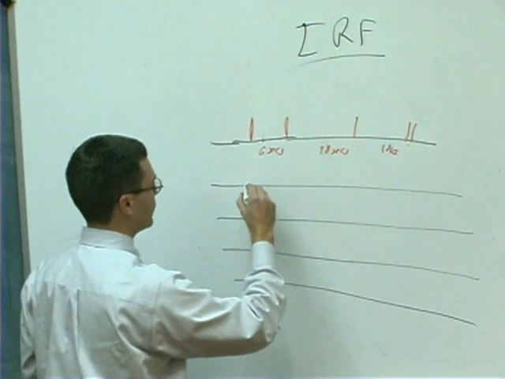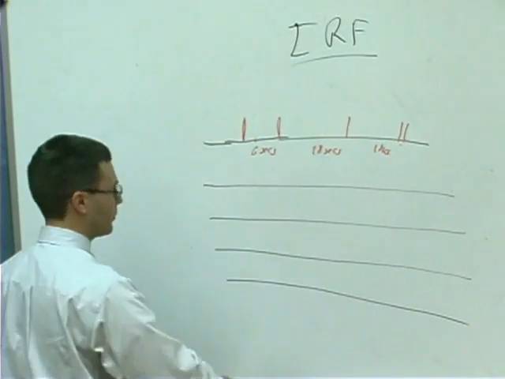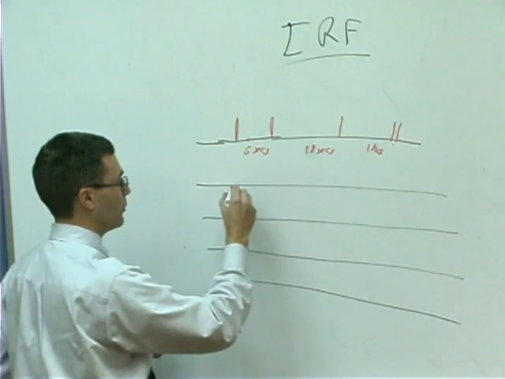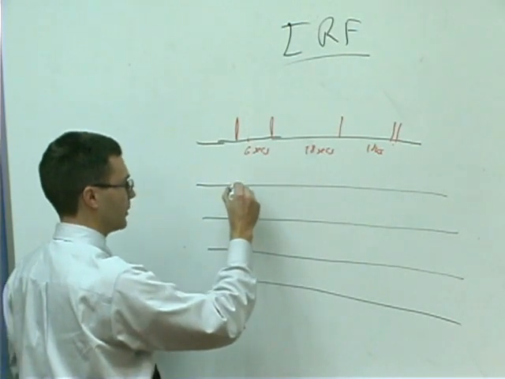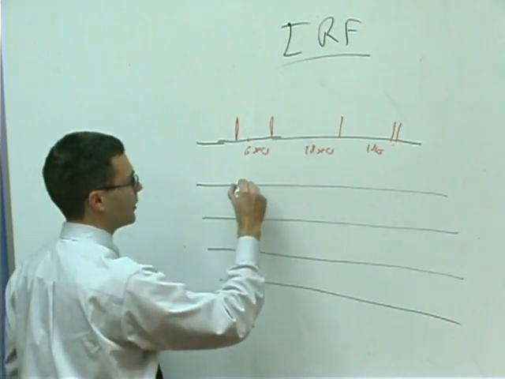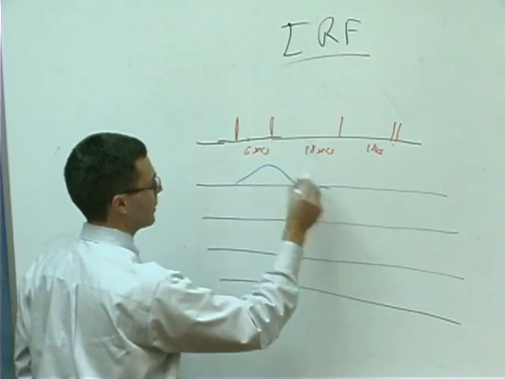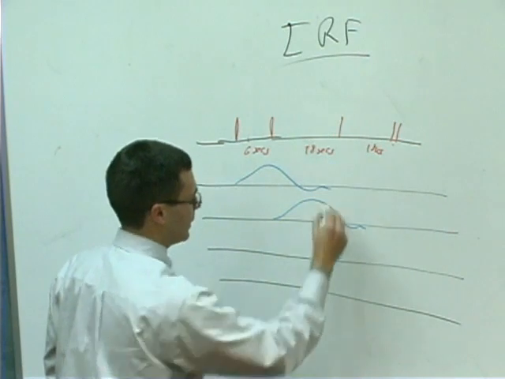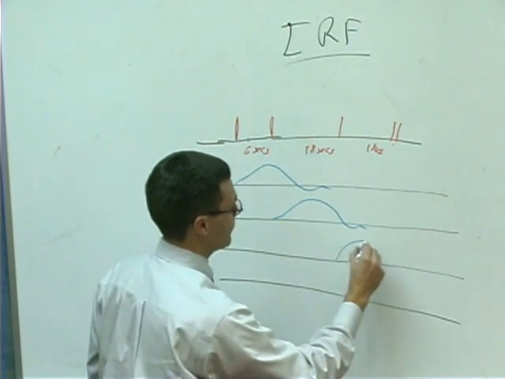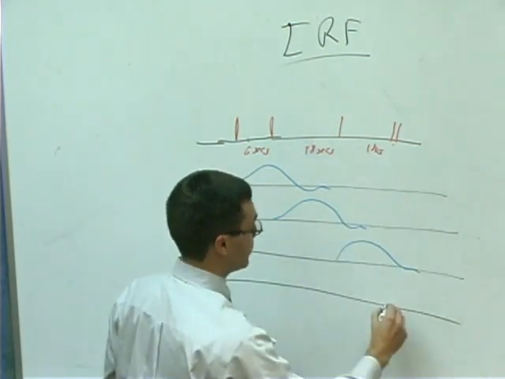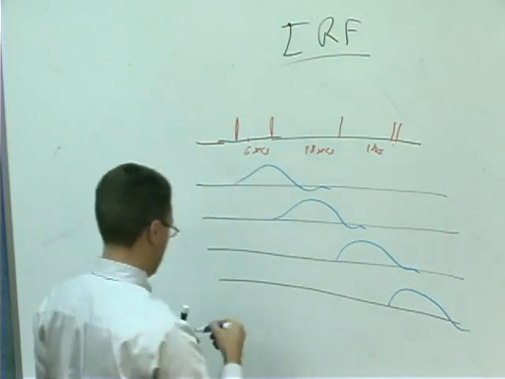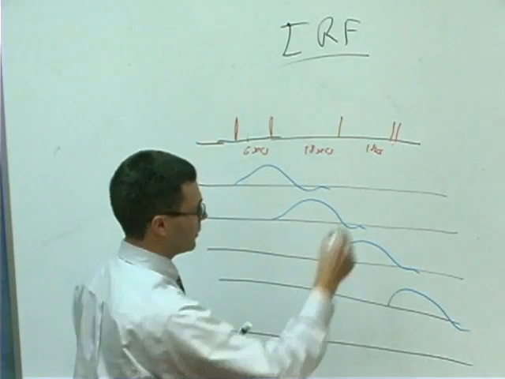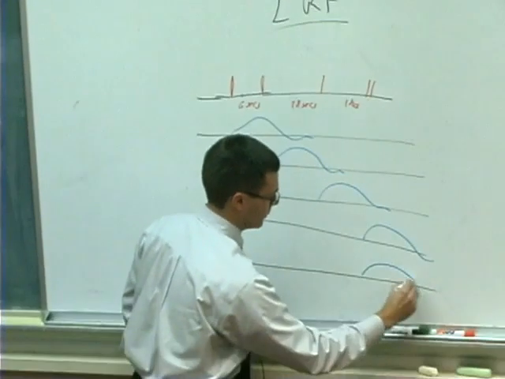So let's map out here the bold fMRI response to this first flash of light. If this flash of light were to occur in isolation, or this period of neuronal activity in isolation, we'd get something that looks like this. Okay? And this one would produce something that looks like this. And this one would produce something that looks like this. And then this one would produce something that looks like this. And the last one would be nearly overlapping with that first one, like that.